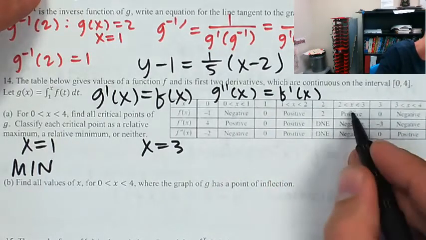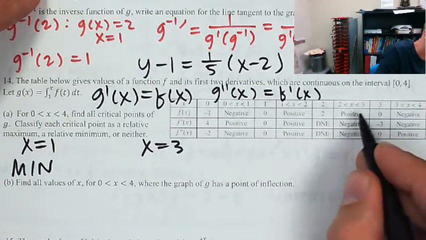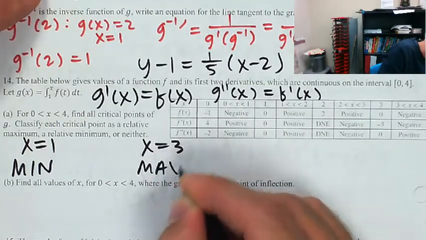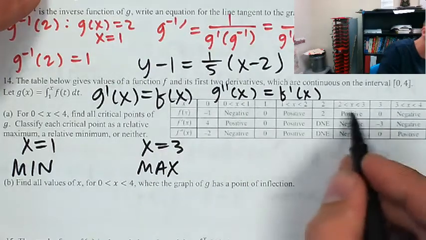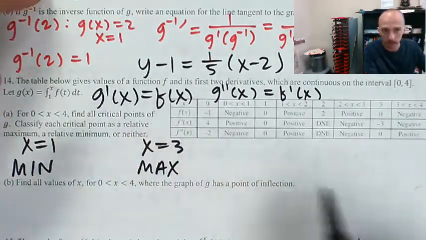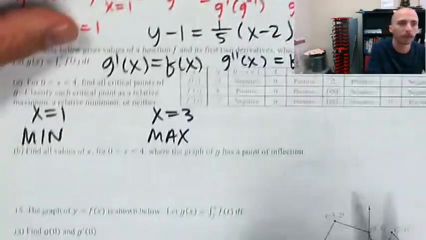Here at x equals 3, I have another sign change where I went from positive to negative. That's going to be a maximum because if g prime, which is f, goes from positive to negative, that means g went from increasing to decreasing, which is the hallmark of a maximum.